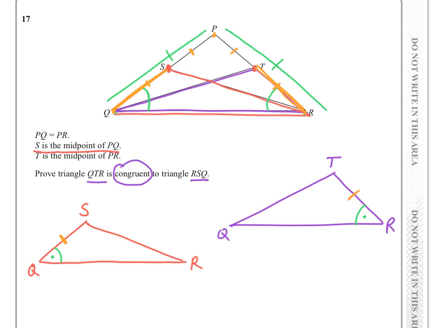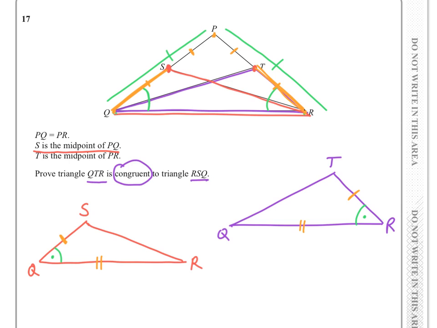Can we have enough information here to prove that triangle QTR is congruent to triangle RSQ? Well, I would say yes, we have enough information, because the nice thing is that Q to R is common to both the triangles that I've drawn here. So we can also say they are the same.